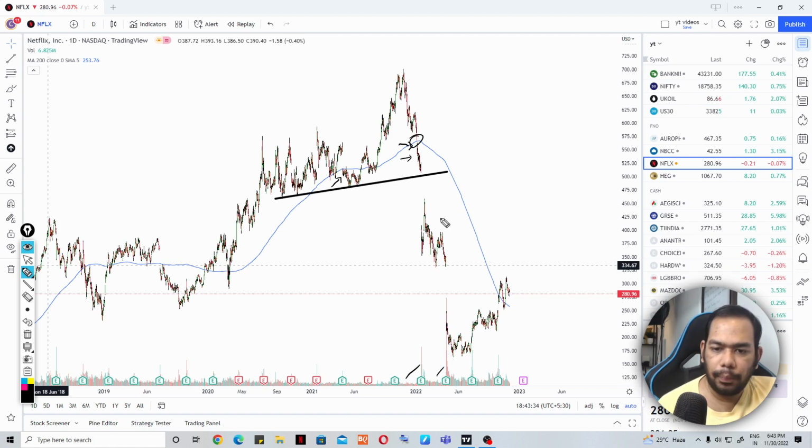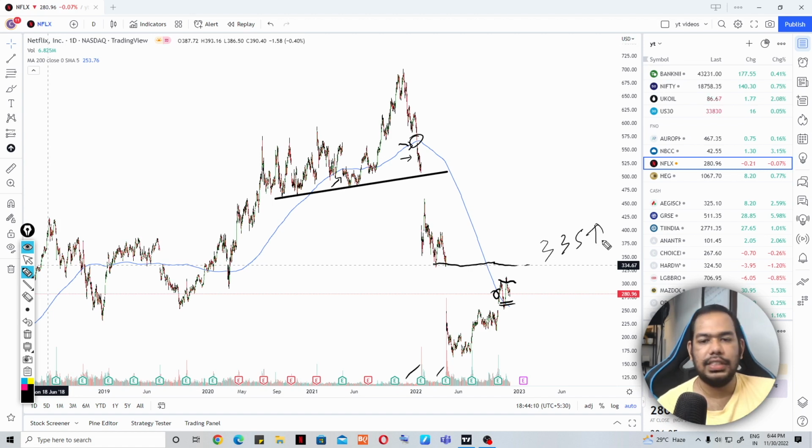Now there is a breach of the 200 DMA. There is a throwback. It is trying to take support and it did give a break from this level. But there is another study which we do, which is called gap analysis, and until this gap is filled, you need to combine two studies, by the way. This is not any recommendation, this is just my thought. If someone wants to go long on Netflix, they need to wait for the 335 level to be taken out on a closing basis. Then you can see a rally again in this counter.